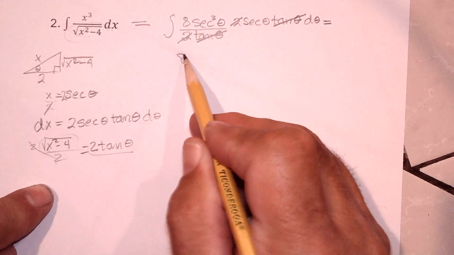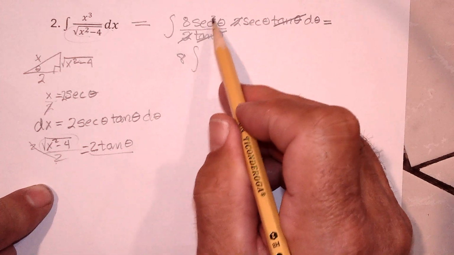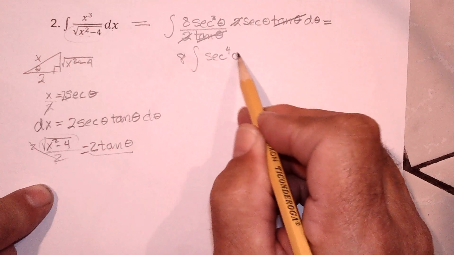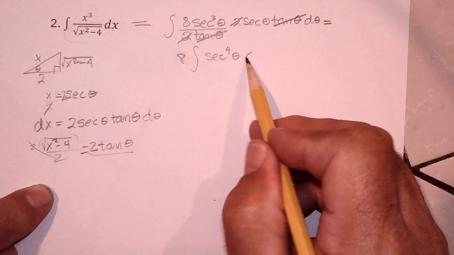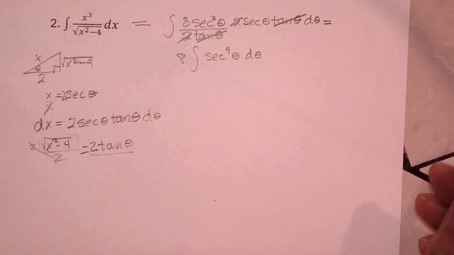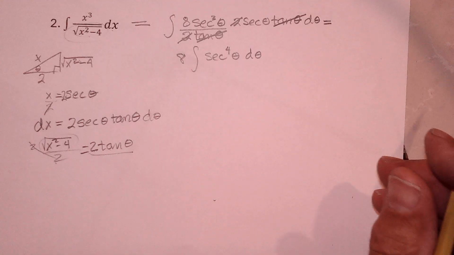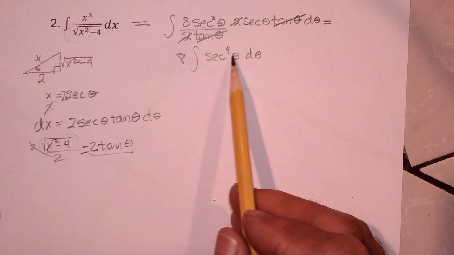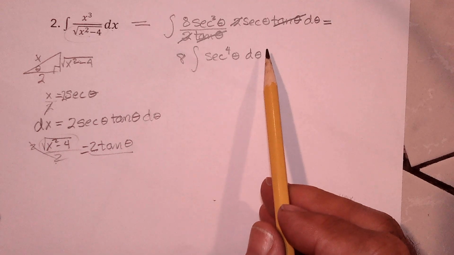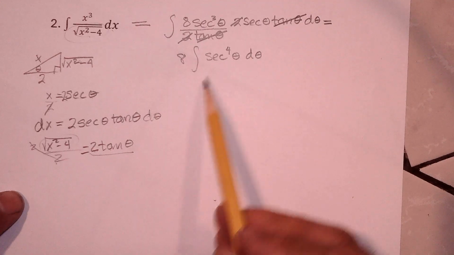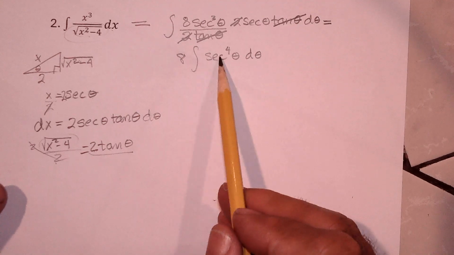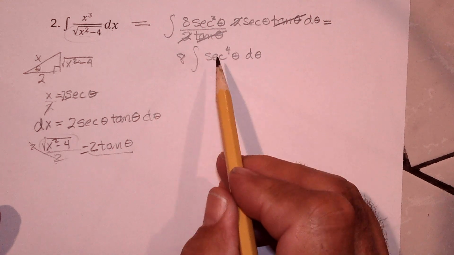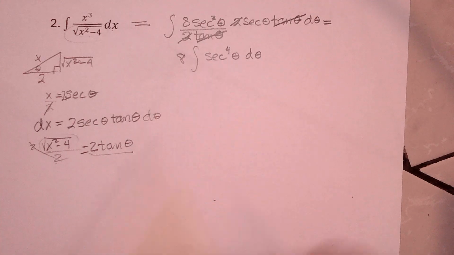The 8 comes out. Secant to the third times secant is secant to the fourth theta d theta. It's tempting to try to call this secant squared theta times secant squared theta, which it is, and then try to integrate individual pieces. Now, if it was secant squared theta plus secant squared theta, that would work. But since they're times, you can't do that.